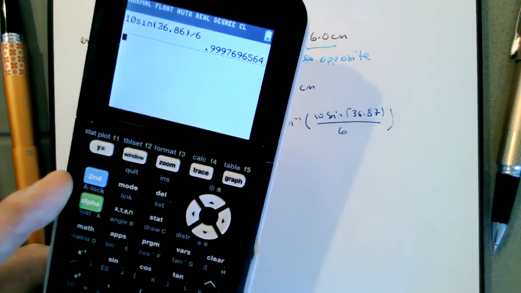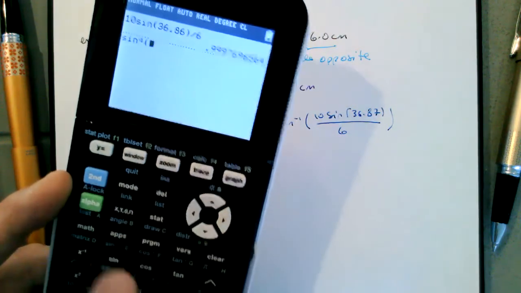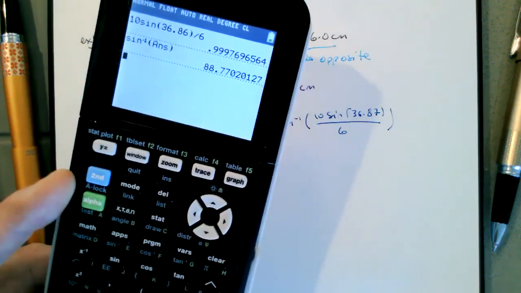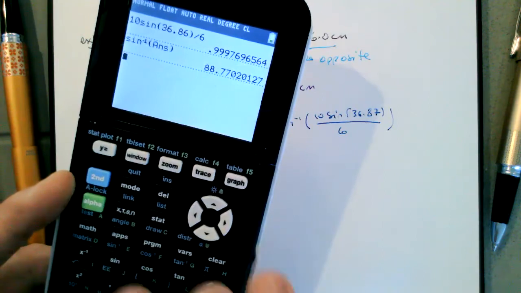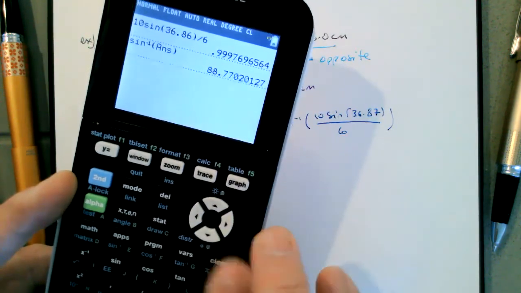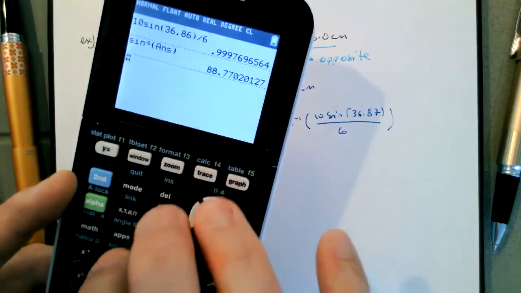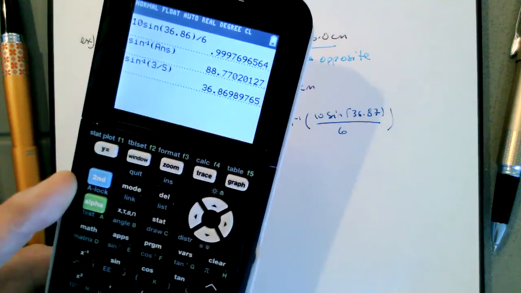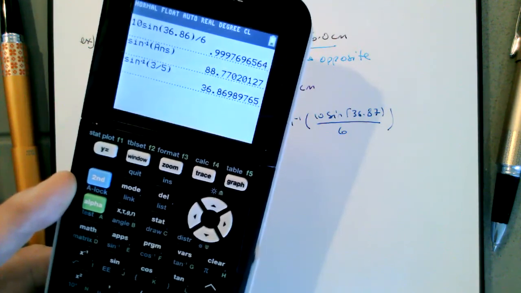Should have kept it smaller. Ooh, now we're way off. Oops. It's too close to 36.87 and too far from 36.86.